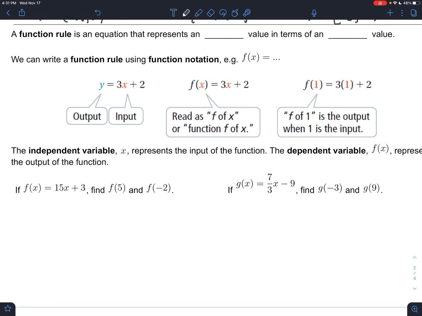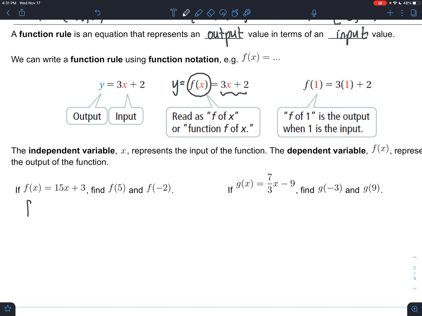A function rule is representing an output value in terms of an input value. So a little bit different. Normally we said x was the input, y was the output, but we're going to change y. So this is equal to y, but we're going to write it as f of x, which means a function of x. So it's a function, and it's got x's in it, right? So it's some expression with x's, and it's a function. It's a bonus: you can also plug stuff in for x too.